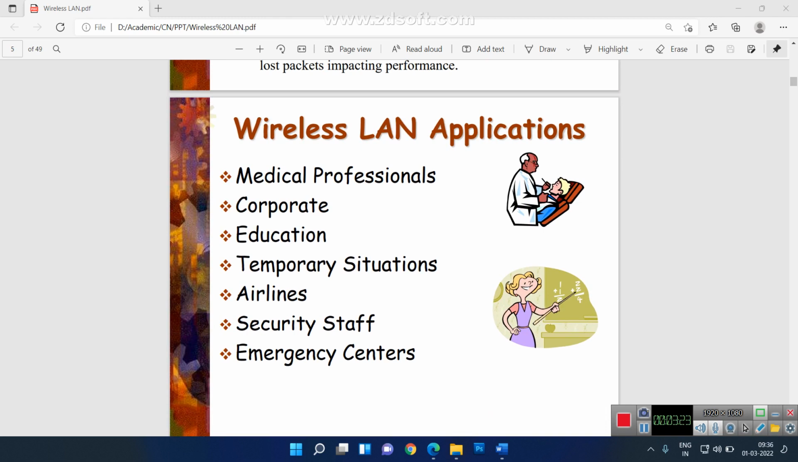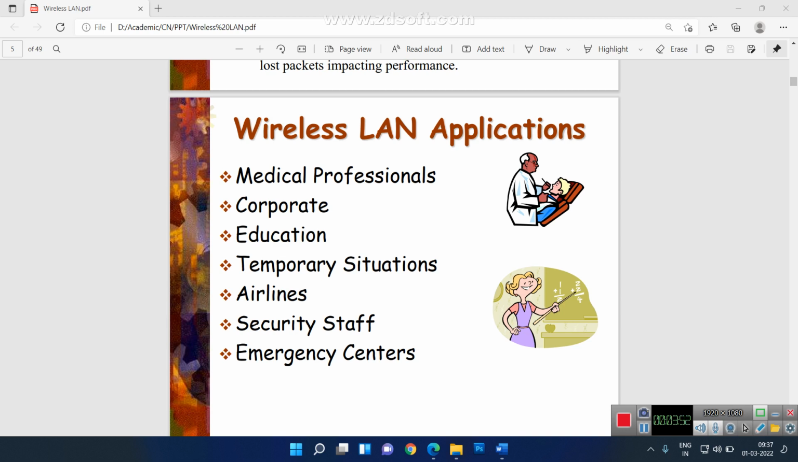So these are the wireless LAN applications. Where are they using this wireless LAN? Medical professionals, corporate, education, temporary situations, airlines, security staff, and emergency centers. Moreover, in corporate and education, they definitely have an access point. With that, they can share the Wi-Fi with their employees.